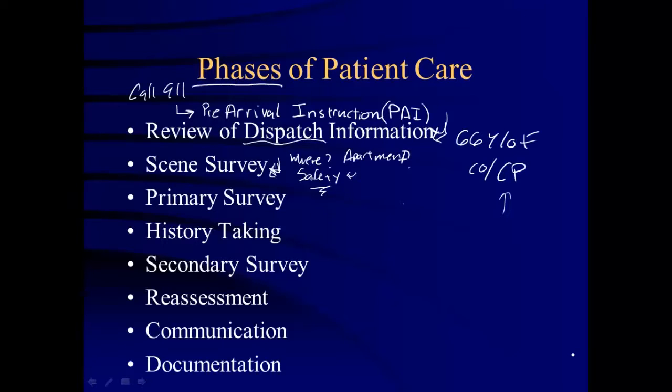We move after our scene survey into the primary survey, which is our ABCs. So anything that's going to be a life threat, we're going to survey for that first. Then we're going to do our history taking in our secondary survey, and this is also your physical exam. And then we're going to reassess. Has anything changed? Did I do any treatments? Did I splint a broken bone? If I splinted a broken bone, did that change the patient's pain level? Did it help, or did it make it worse?